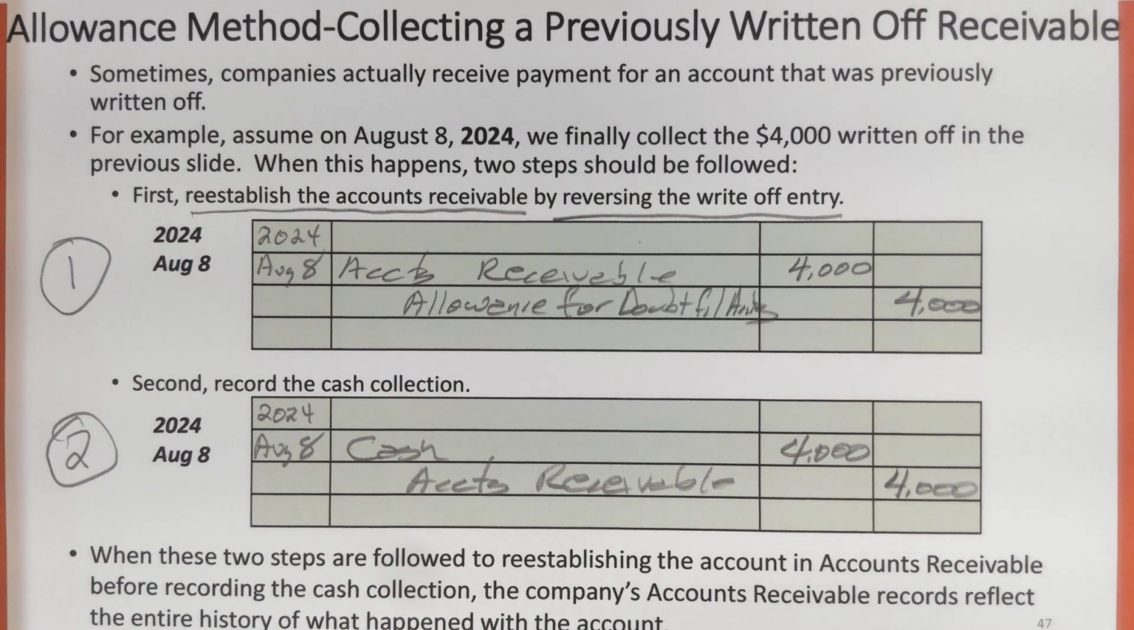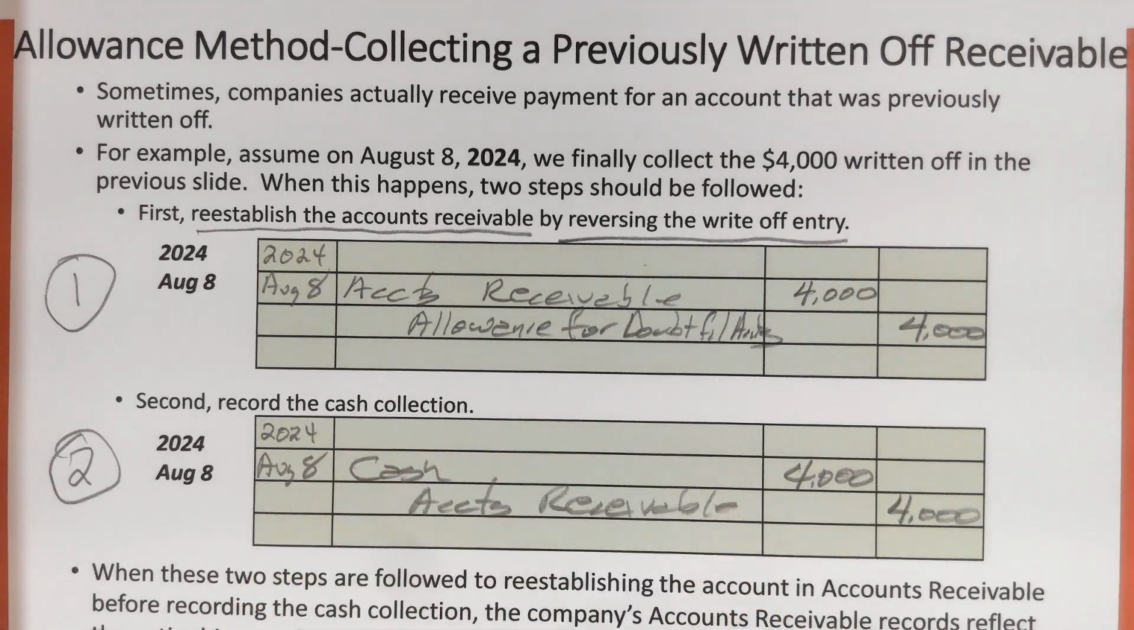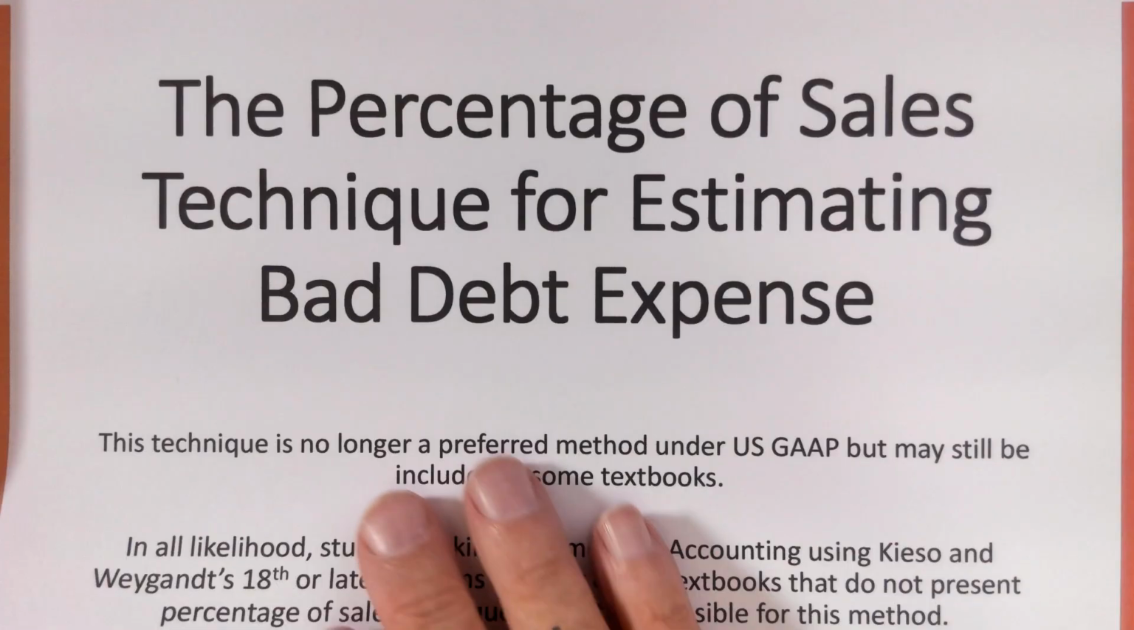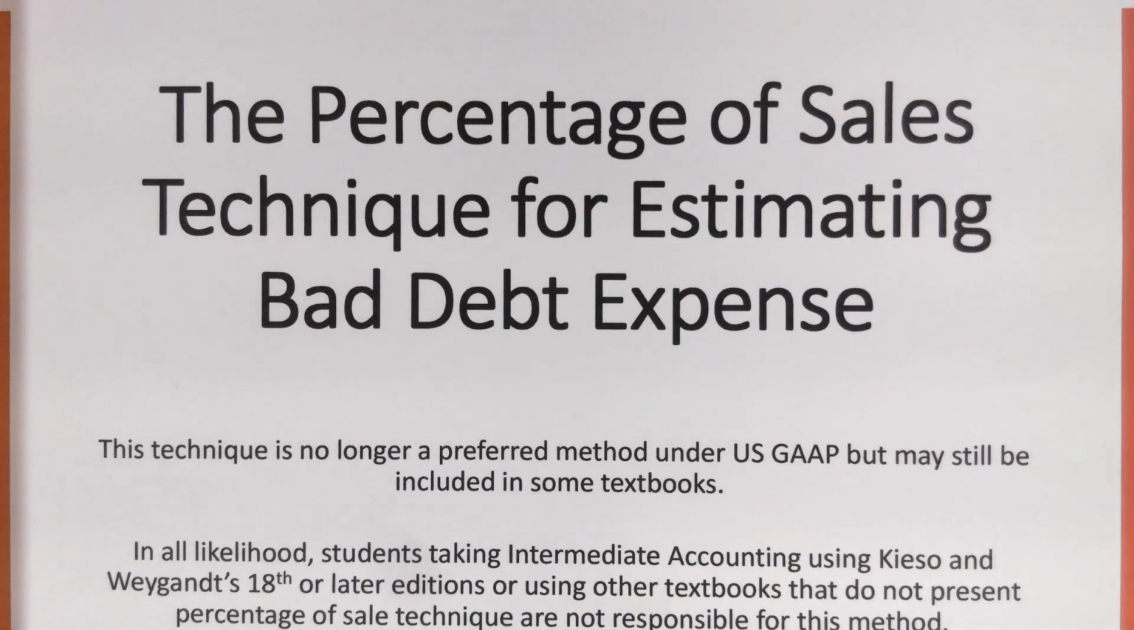But for others that are using other textbooks like Wild and Shaw's Introductory Accounting Textbook, they still have the percentage of sales method included, and you might have some homework for that method, and your instructor may even test you on that method. So I don't want to leave you guys in the dark. So now let's go ahead and take a look at the percentage of sales technique for establishing the bad debt expense for those of you who need it.